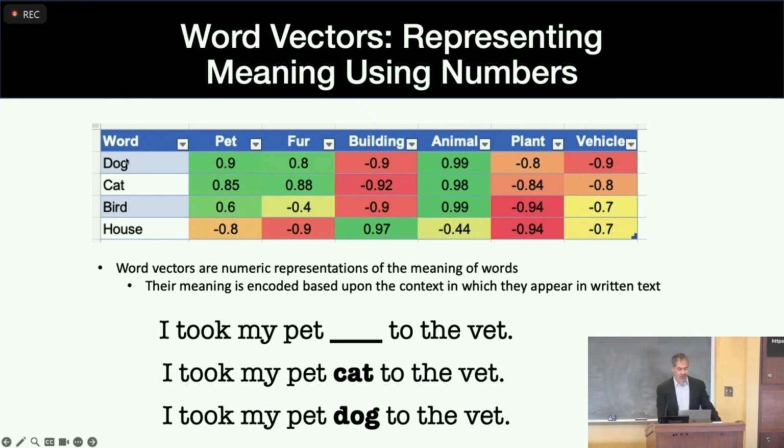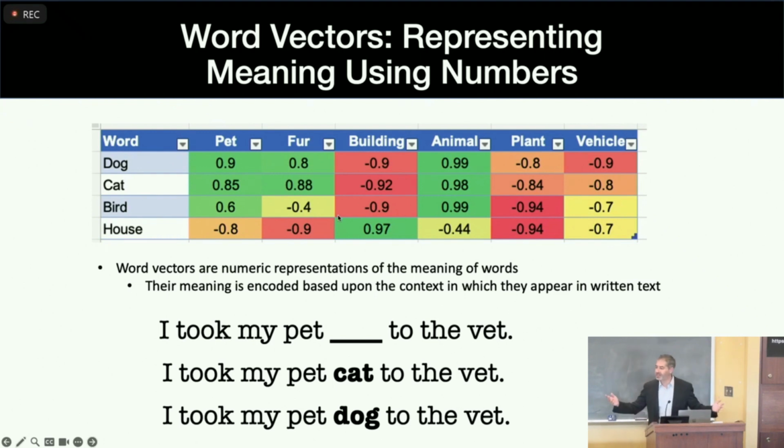So if you look at the dog here, all the numbers are from -1 to 1. A dog scores a 0.9, really high. It's a pet. It's got fur, so it's 0.8. It's not a building, so it's -0.9. It is an animal, etc., etc. And then look at cat. A cat is also a pet. It's also got fur. It's also not a building. It's also an animal. A bird is a pet, but it doesn't have fur. It's got feathers. Okay, you get the point.